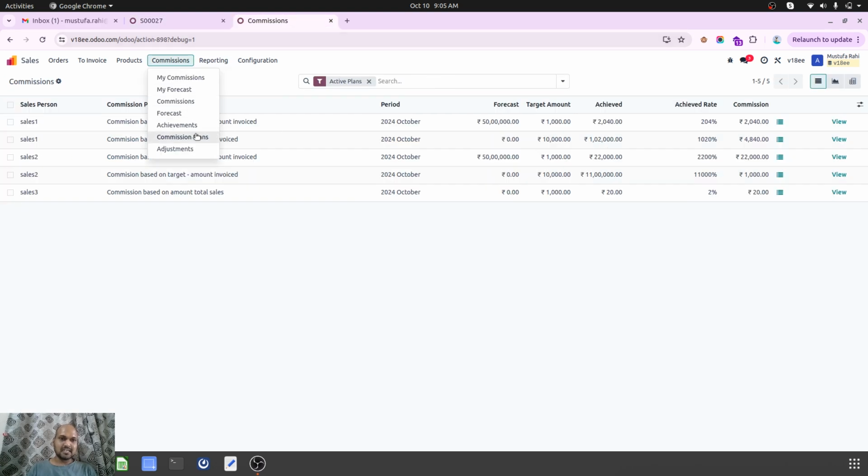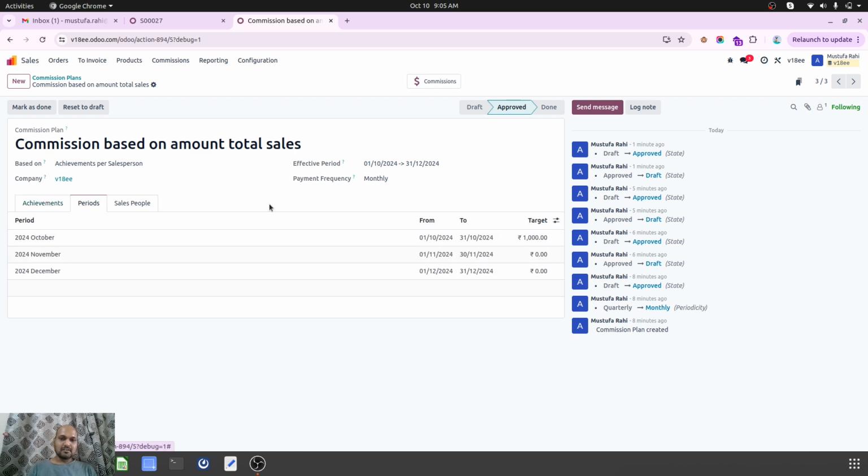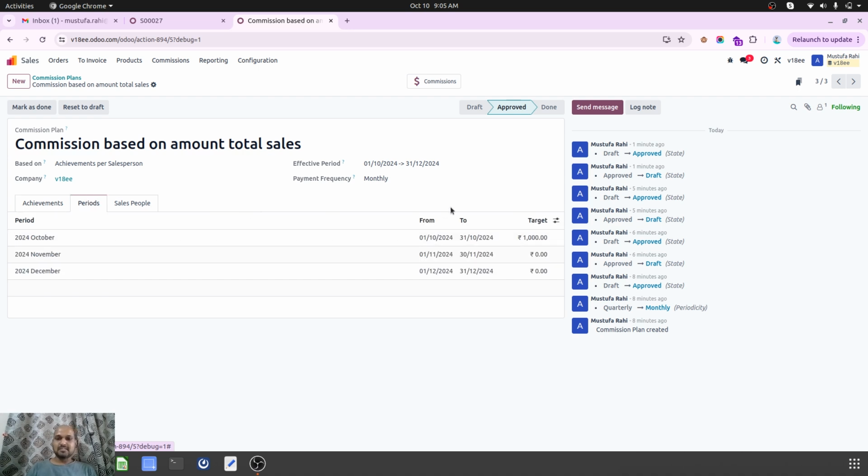So let's look at our commission plan again. What I have given is 1000 rupees of target, and then achievement is 1%. Based on 1000 plus 1000, it gives me 2% of achievement on commission.